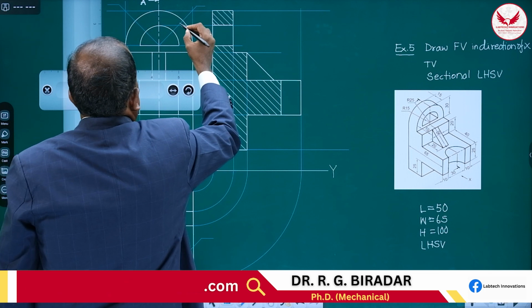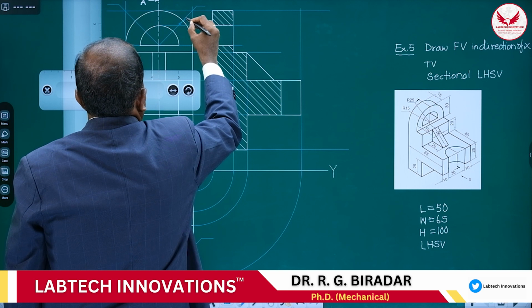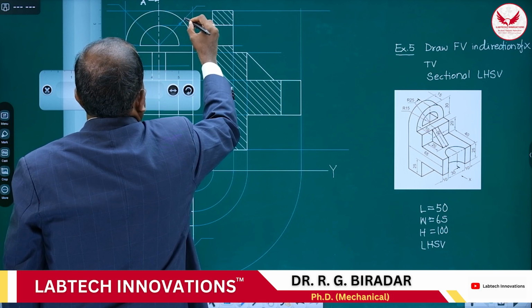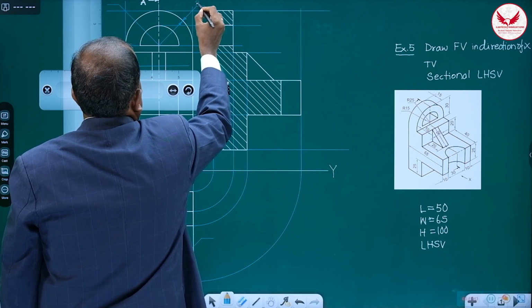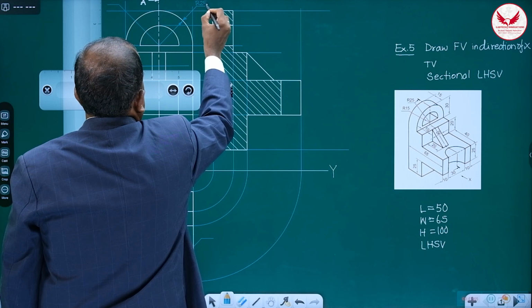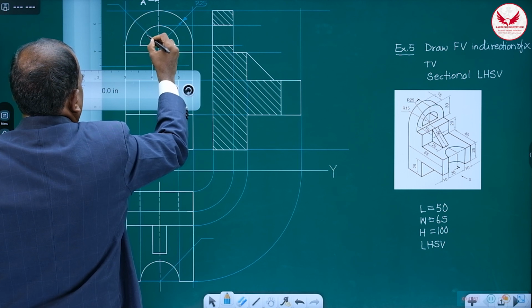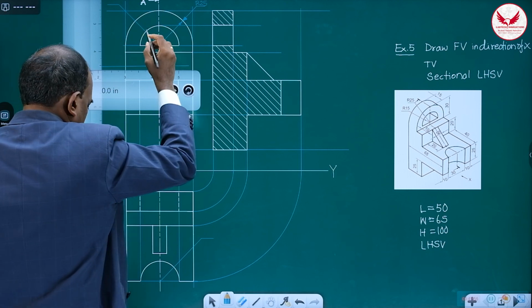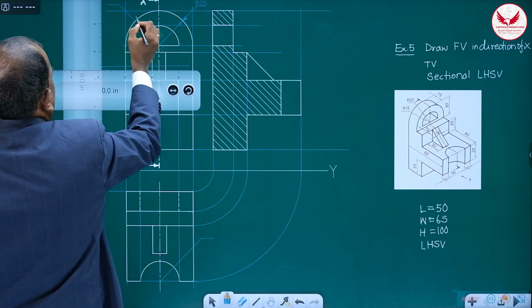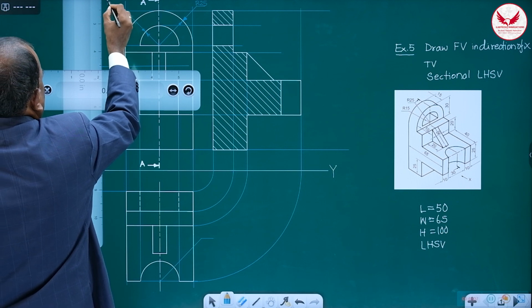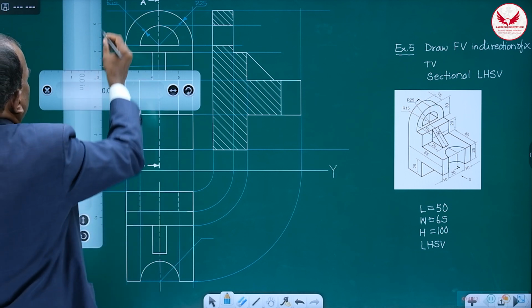Now if I am considering this outer radius, we can show it like this. This outer radius is like this. It is R25, and this is the inner radius I am using. So this dimension is R15. So it is R15.